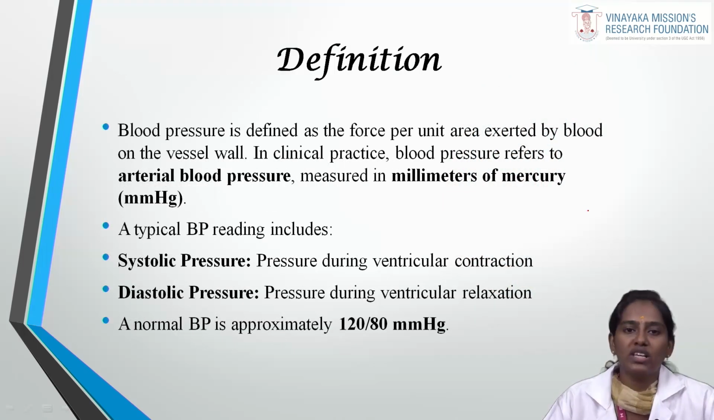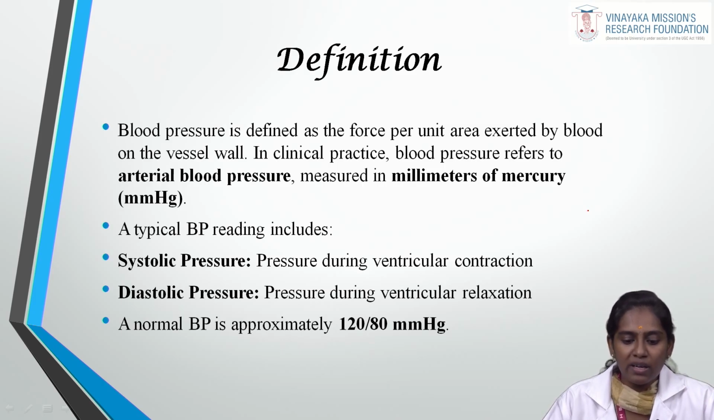Then we will come on to the definition. How will you define blood pressure? We will define blood pressure as the force exerted by the blood on the vessel wall per unit area. In clinical practice, blood pressure refers to the arterial blood pressure measured in millimeters of mercury. That mmHg is the unit of the blood pressure value.